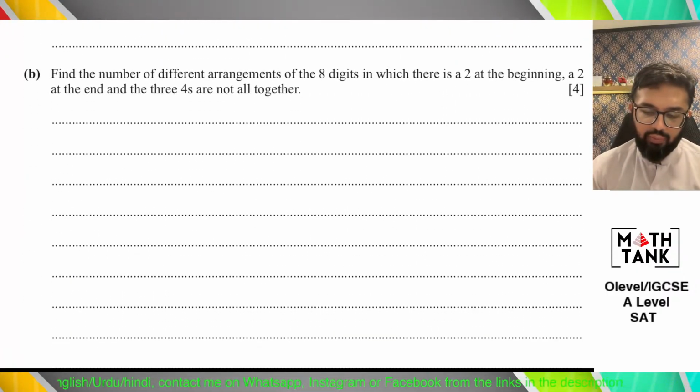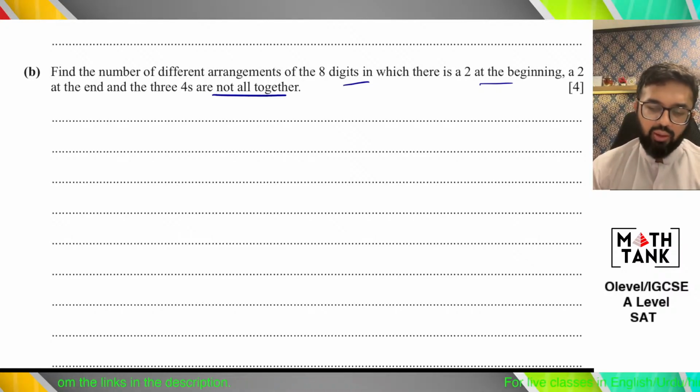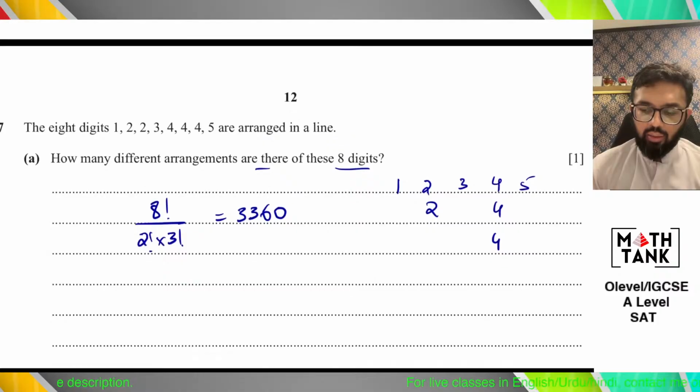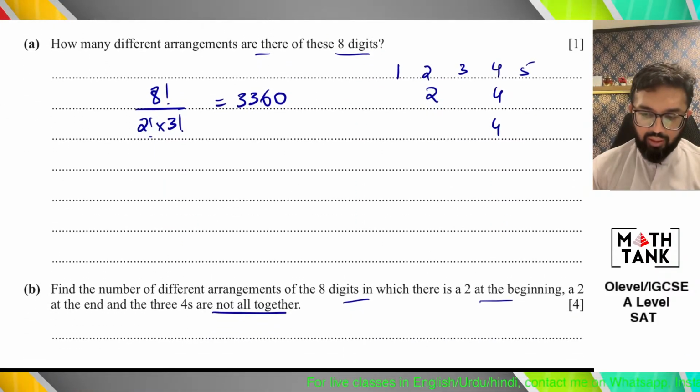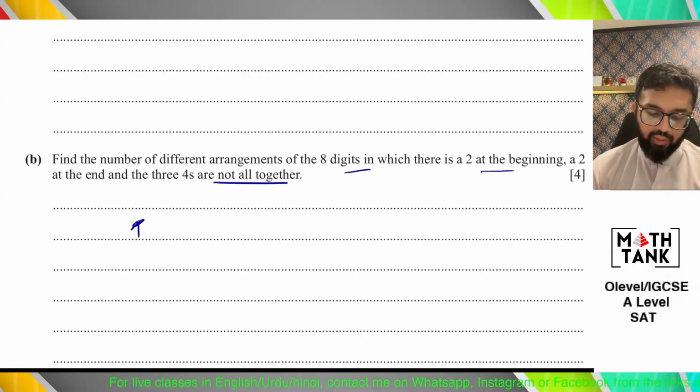Okay, find the number of different arrangements of the 8 digits in which there is a 2 at the beginning, a 2 at the end, and the 3 fours are not all together. Not all together simply means that not all three are together, but two could be together. So what you will have to do is no restrictions minus fours together.